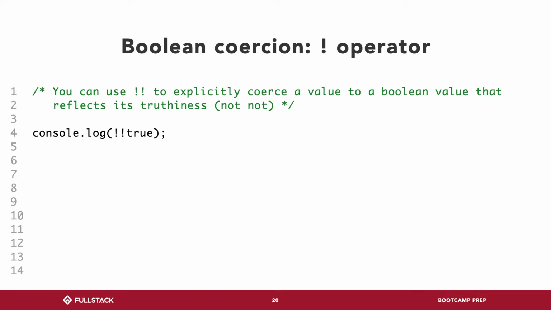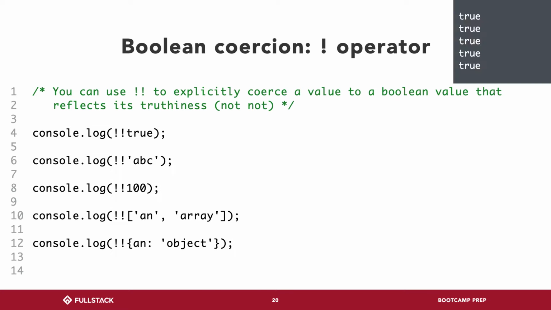whatever. And you can use the double bang too to explicitly coerce a value to a Boolean value that reflects its truthiness. Right? Double bang gives you its truthiness. One bang gives you the opposite of its truthiness. Okay? Cool.